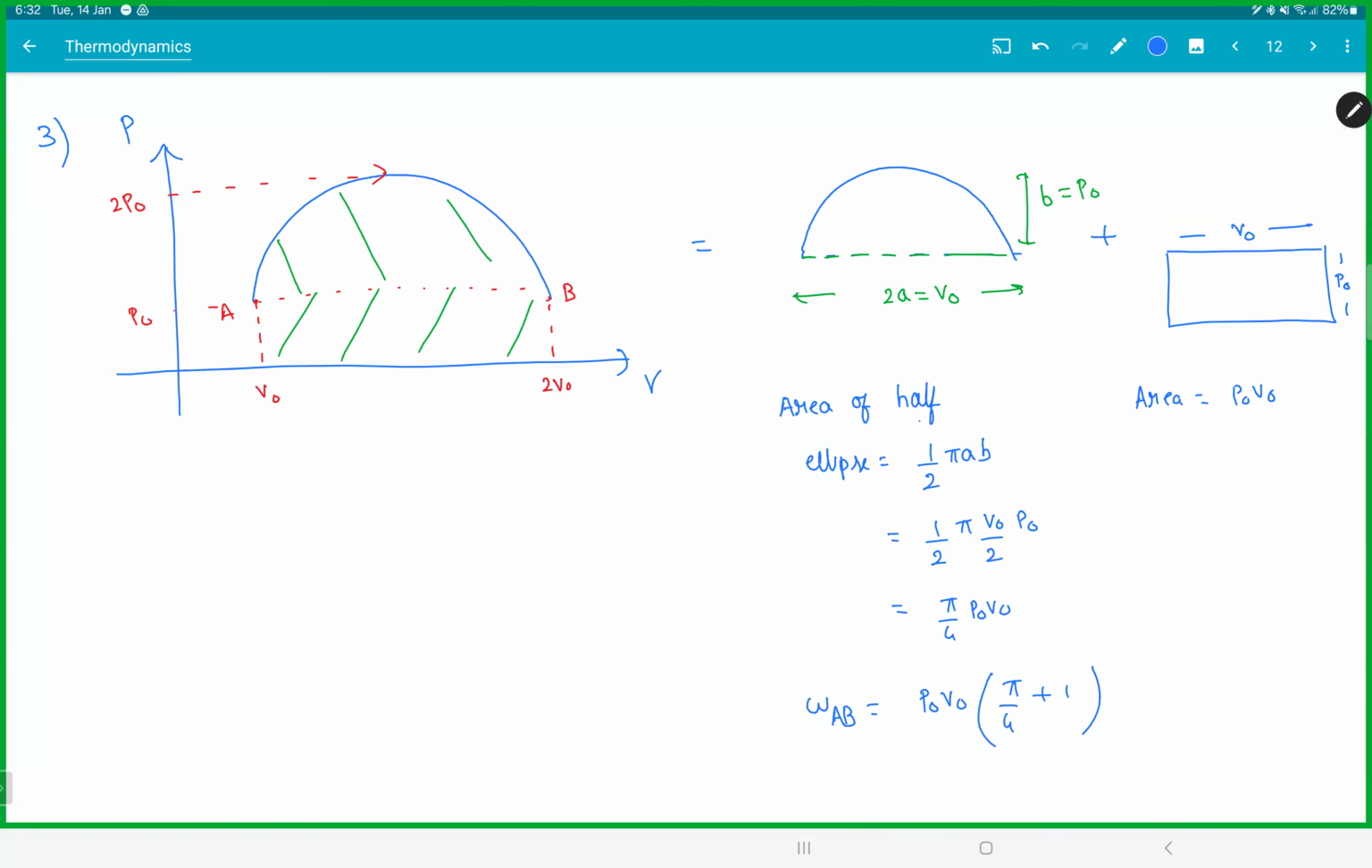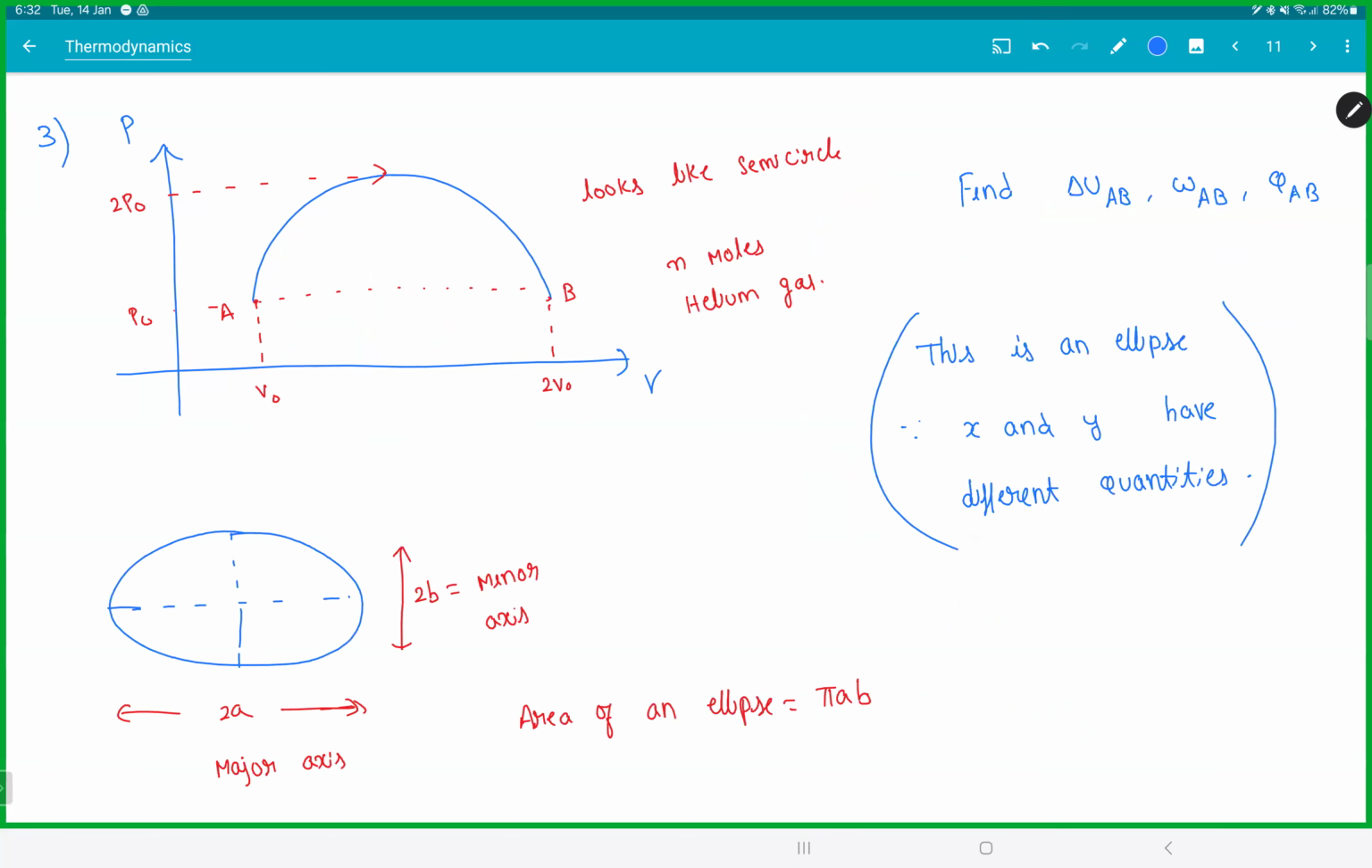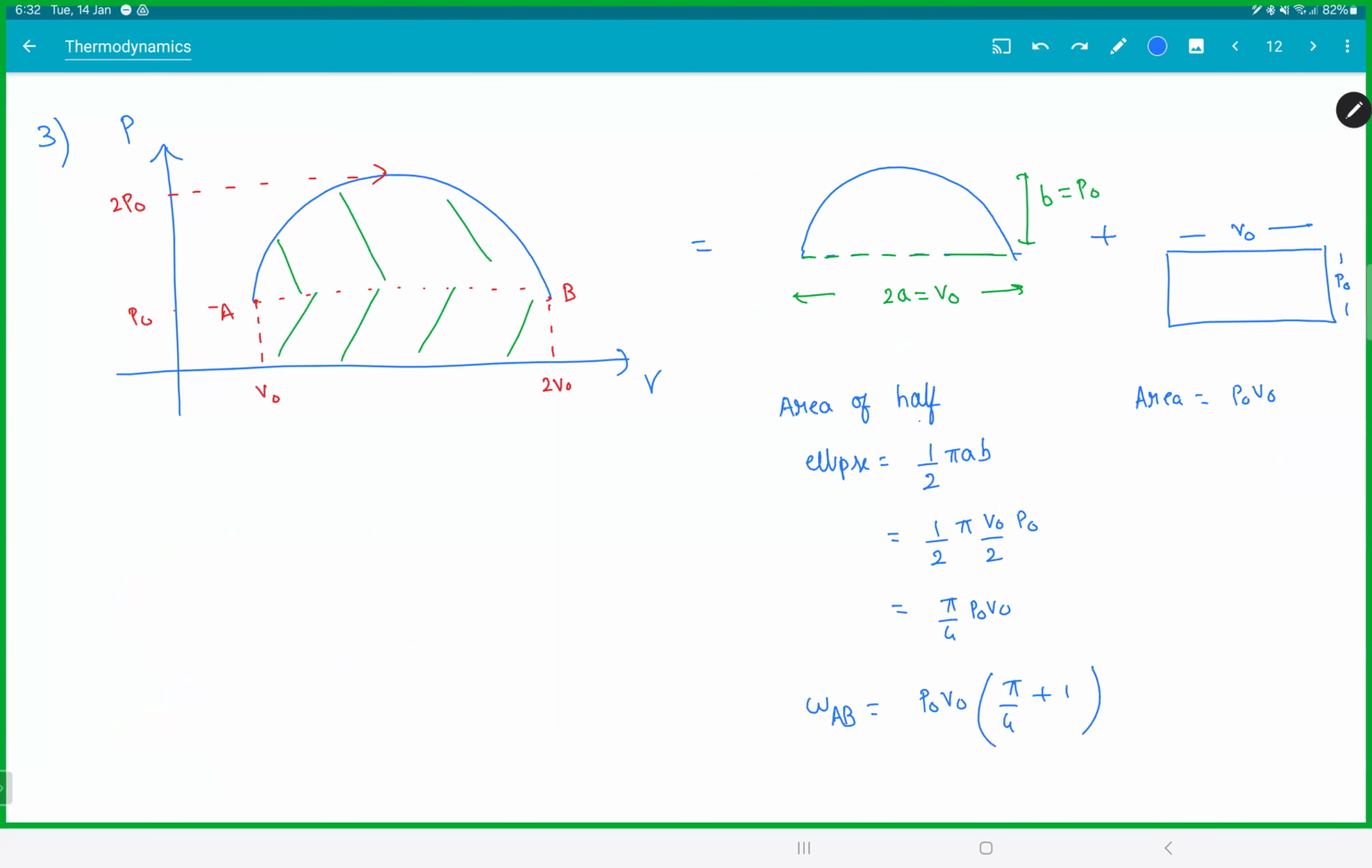Is this making sense, everyone? The total major axis is this, na? Which is V naught. This is half of the minor axis. Look at this area again. The top to bottom is 2B, the left to right is 2A. But you gave only half ellipse. Is that making sense, everyone? So B is P naught, 2A is V naught. You'll get pi by 4 there. Check it out. That is the work done.